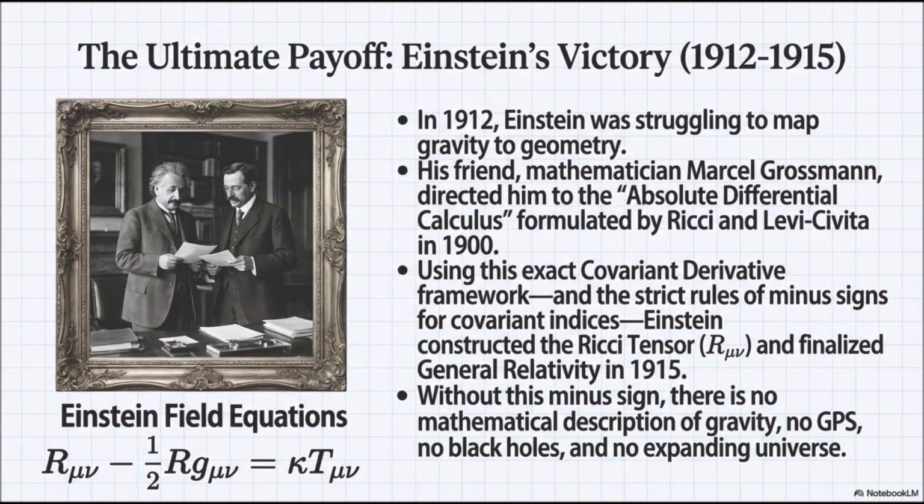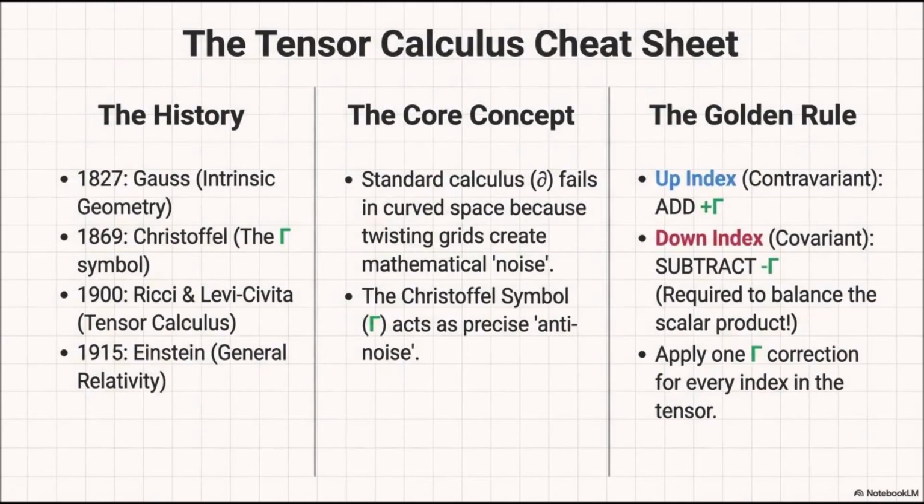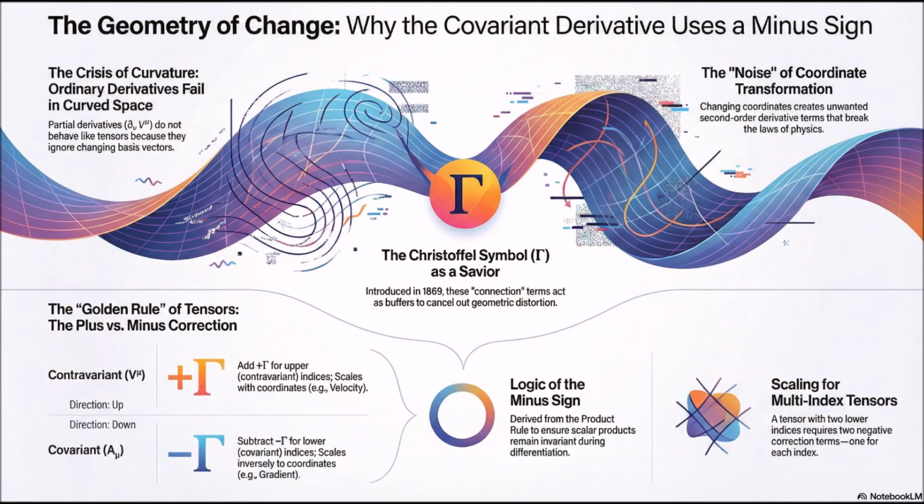Which brings us to section 5.2. Method 2. Expanding to a 0-2 tensor. This directly answers the very first question of our mission today. Why do some tensors have two Christoffel terms? The text proves why a tensor with two lower indices gets two minus sign terms. Let's see how they set up this proof.